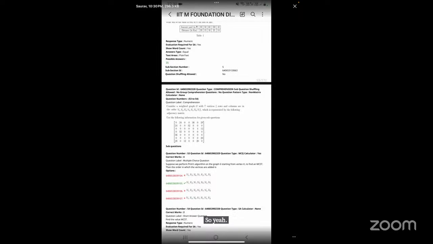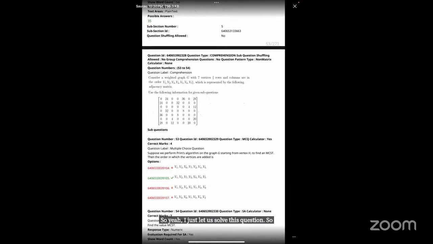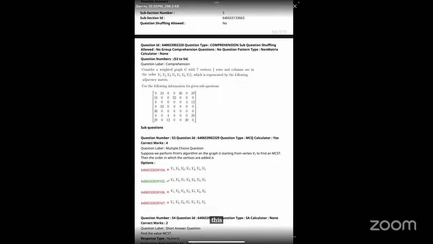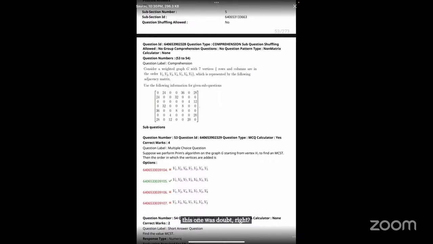Okay, so let us solve this question. So this one was the doubt, right? Yeah, 53. So what is the question? Consider the weighted graph G with 7 vertices. So we have a graph and we have the adjacency matrix. Suppose we perform Prim's algorithm starting from vertex 1.